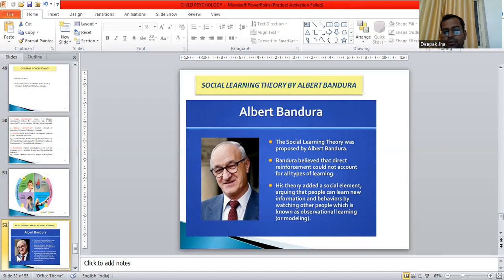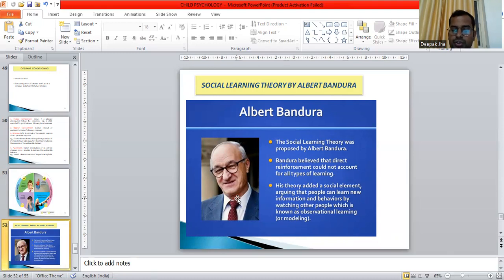Skinner believed that whenever an individual has consequences for an action, then and only then will he develop his future behavior. If he gets reward, punishment, or positive or negative reinforcement, that will decide his future behavior. But Bandura believed that this type of direct learning is not responsible for all types of learning. There is some amount of learning which is obtained from society, a social element in learning.